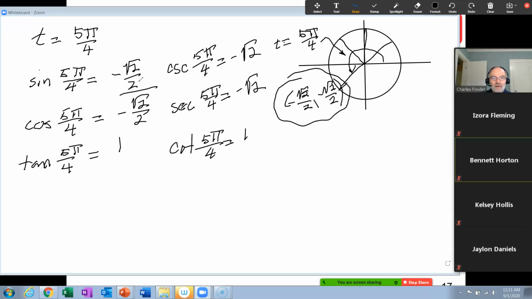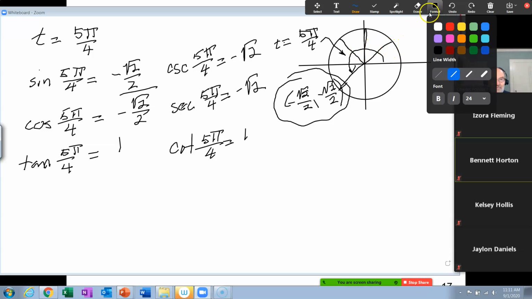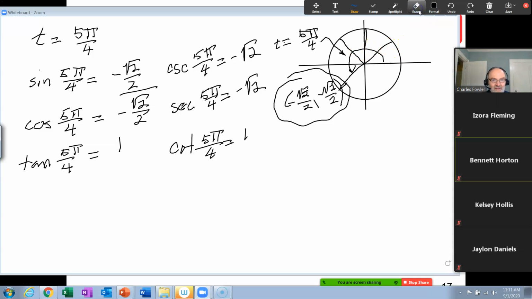Let's do the C part. Now I'm going to keep as much of my drawing as I can because I'm lazy. It was hard enough for me to draw.